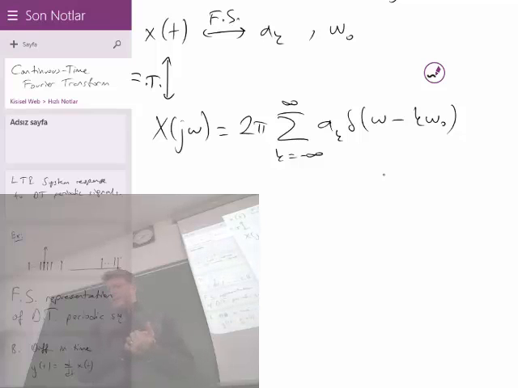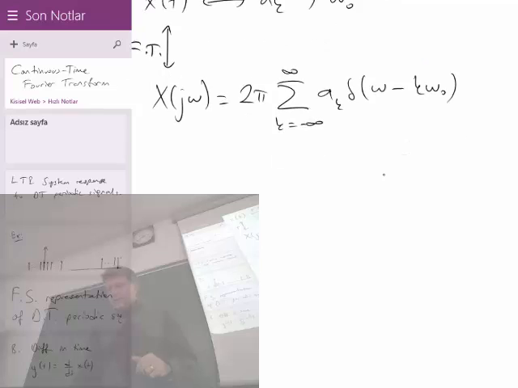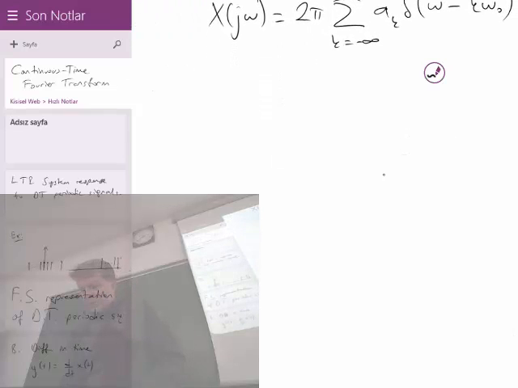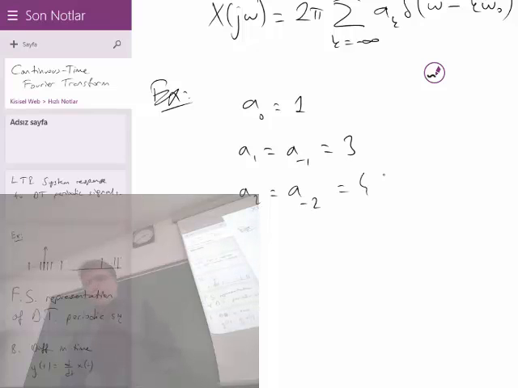For example, if it is a0, the DC, what we do is insert an impulse at omega equal to 0, because k times omega 0 will be 0. Delta of omega is an impulse at omega equal to 0, and we just scale it with a_k. Let me give you an illustration. Suppose that a0 is 1, a1 equals a minus 1 equals 3, and a2 equals a minus 2 equals 4.